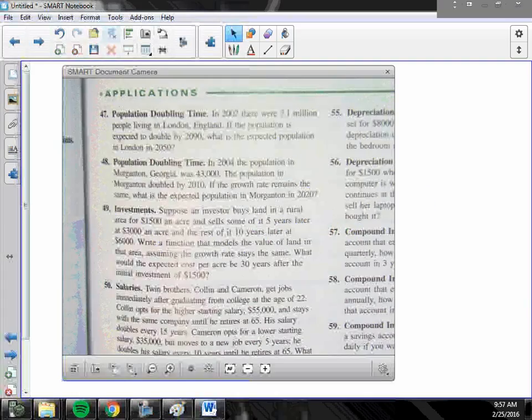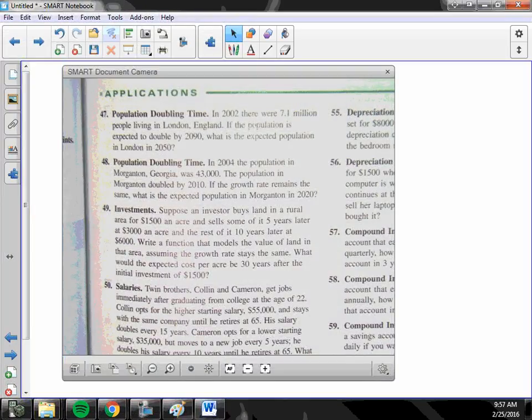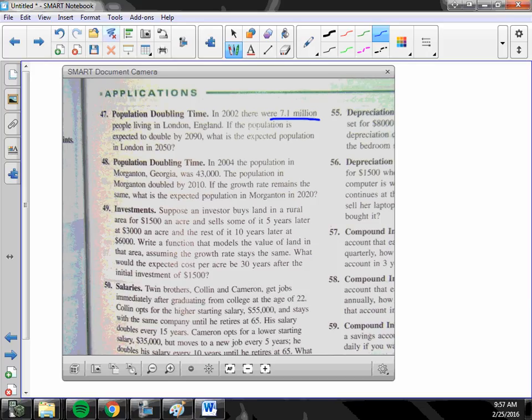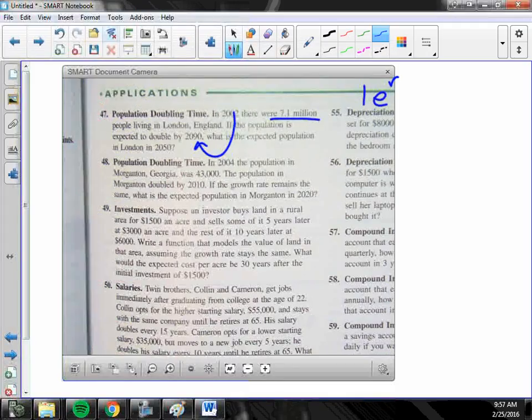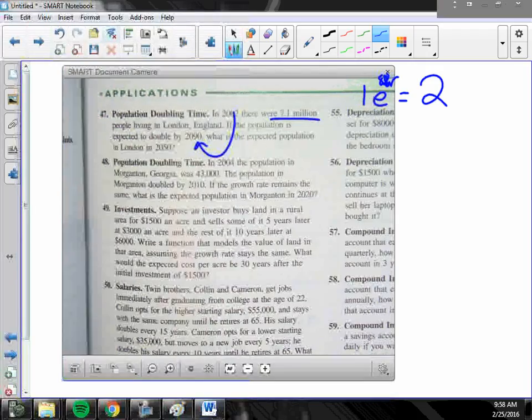If the population is expected to double by 2090, what is the expected population in London in 2050? So to start off, do I even care how many people there are? No, if it's time to double or time to triple, you might as well just say one person, e raised to the r times, how far is it from here to here? 88 years, and I want it to double. You could put in 7.1 million and 14.2 million, but when you divide by 7.1, you're going to get 2.